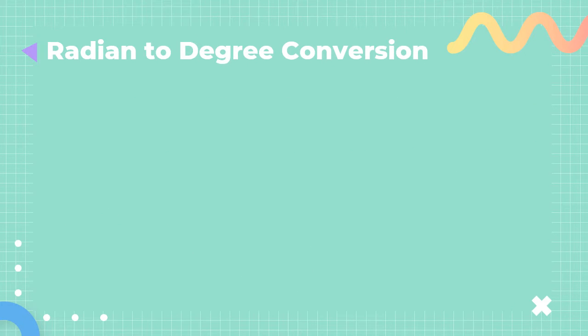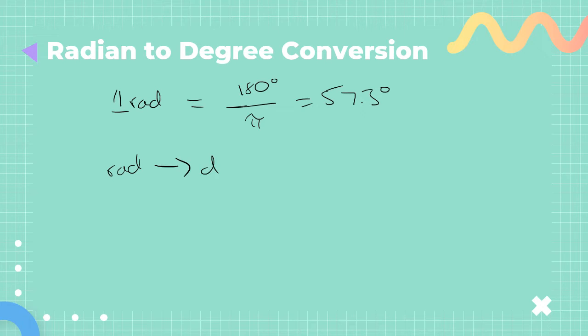Now, radian to degree conversion. So now 1 radian is equal to, we said, 180 degrees over pi. Now, 180 degrees over pi is actually about 57.3 degrees. So if you're converting from a radian to a degree, what you would do is multiply it by this common factor, 180 over pi.